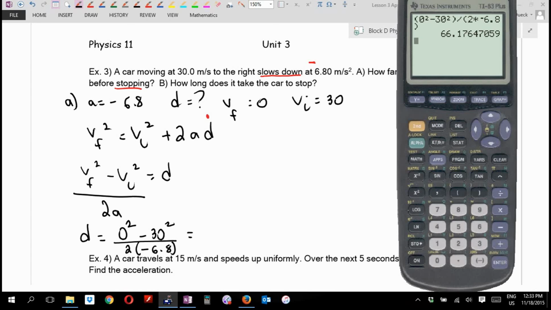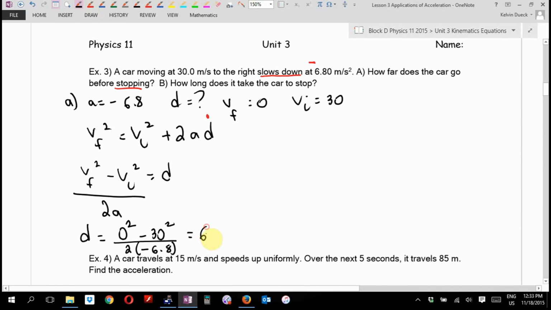How many sig figs, Nick? You know what? 3, isn't it? Look, 30.0 is 3, 6.80 is 3. I'll go 3 sig figs. So 66.2 meters.